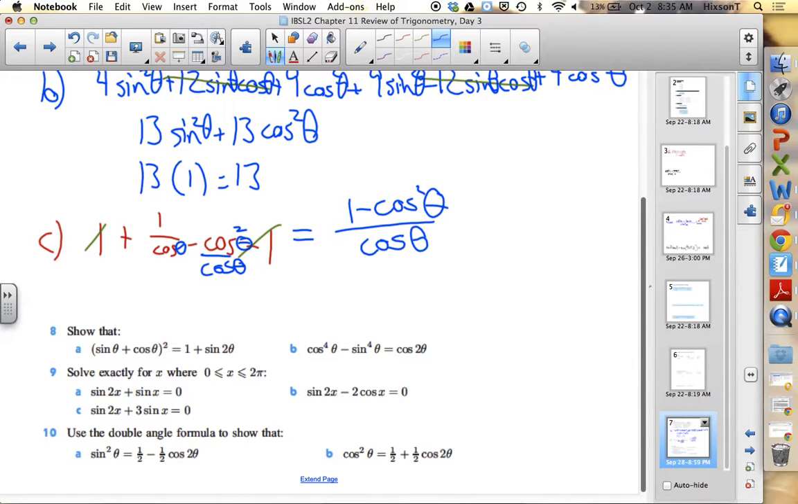And what's 1 minus cosine squared? Sine squared. Okay. So sine squared theta over cosine theta. If I take one of those sines, if I separate those, I have a sine over cosine to get my tangent that I wanted. And I have the sine that I wanted as well, that's left over. Okay?